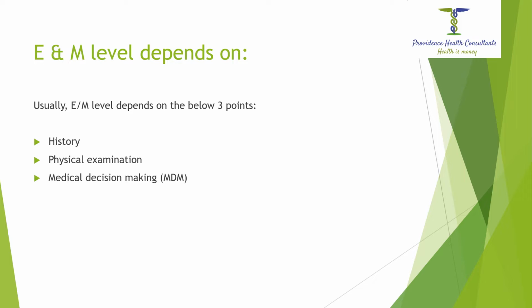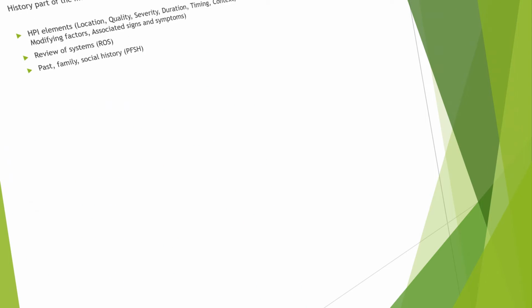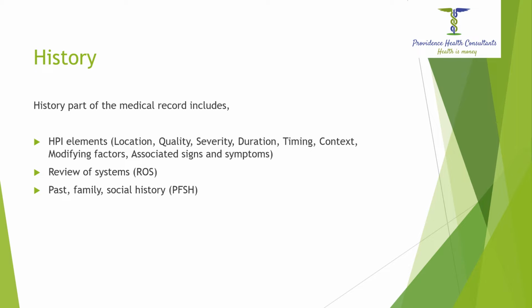and purely evaluation and management code depends upon three categories, and it is history, physical examination and MDM. The next one is history. History includes all the HPI elements, review of systems, and the patient's past, family, and social history, whichever the patient tells about during the examination. So all these categories depend upon the patient's health condition, and it will help us to get the level.